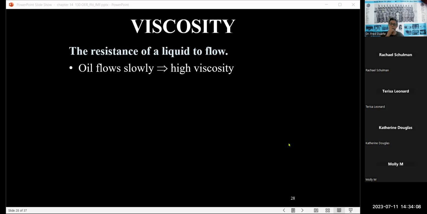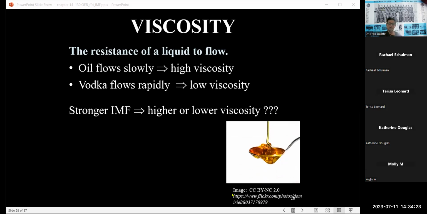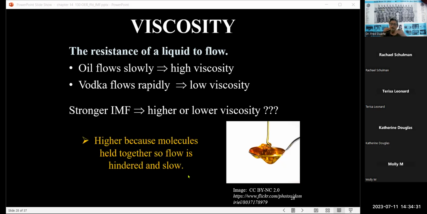Viscosity. Oil, we know, flows fairly slowly and has high viscosity compared to, say, the alcohol vodka, which has very low viscosity and flows very rapidly, right? So a strong IMF, having a stronger IMF when we're doing a comparison, we would expect to have a higher viscosity, because the molecules are being held on to each other tightly.